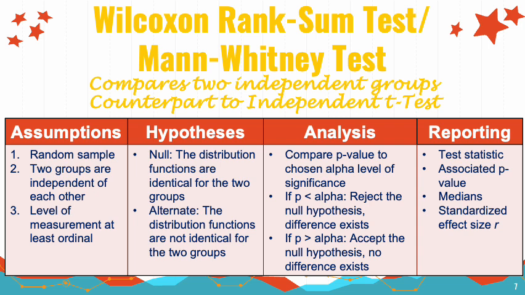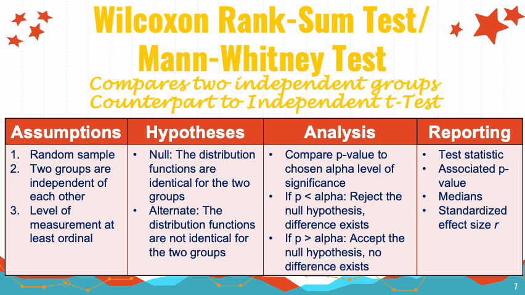So for these tests, you would, just like parametric tests, need a null and alternate hypothesis. The null hypothesis would most likely be similar to a statement such as the distribution functions are identical for the two groups. In other words, the distribution of the ranks is identical. The alternate hypothesis then would say that the distribution functions are not identical for the two groups.